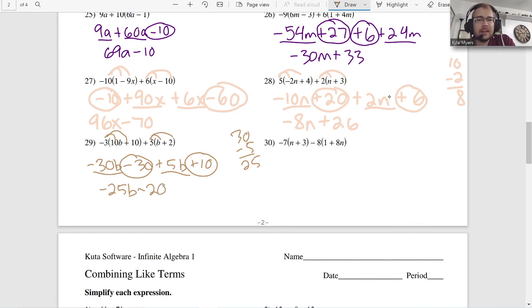All right, last but not least, distribute, distribute, distribute, distribute. Negative times a positive is a negative. Negative 7n. Negative times a positive is a negative. 7 times 3 is 21. Negative times a positive is a negative. 8 times 1 is 8. Negative times a positive is a negative. 8 times 8 is 64.